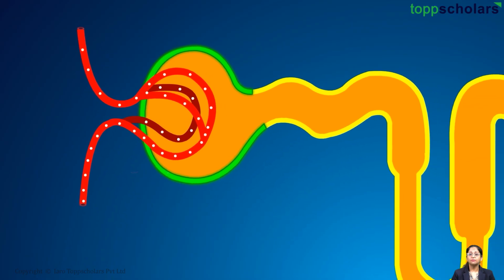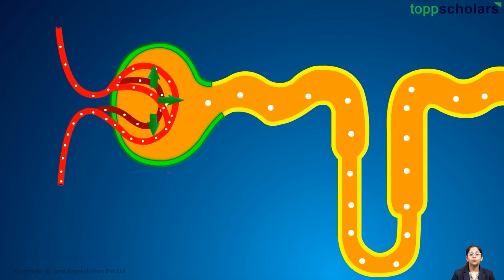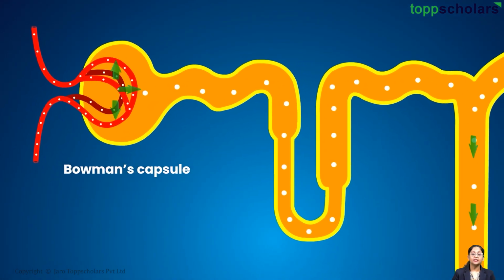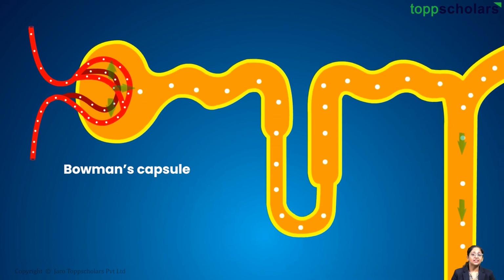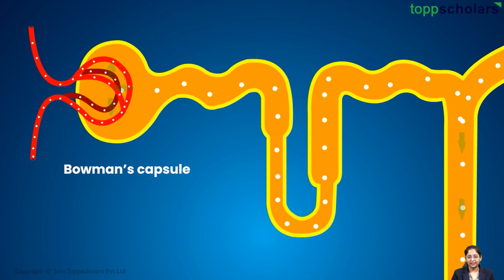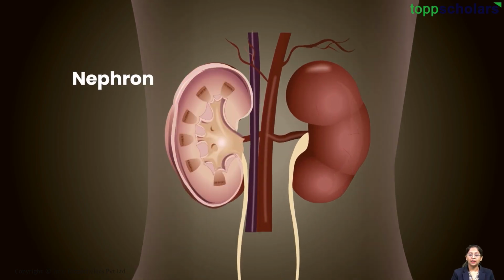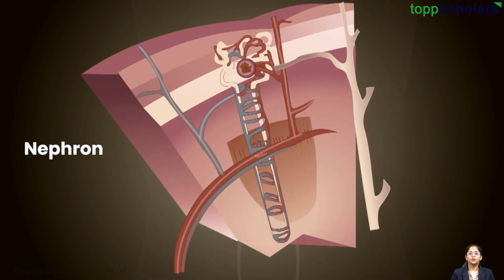The cup-shaped end of the coiled tube, known as the Bowman's capsule, which collects the filtrate, is connected to each cluster of capillaries in the kidney. Nephrons, the filtration units that make up each kidney, are numerous and closely packed.